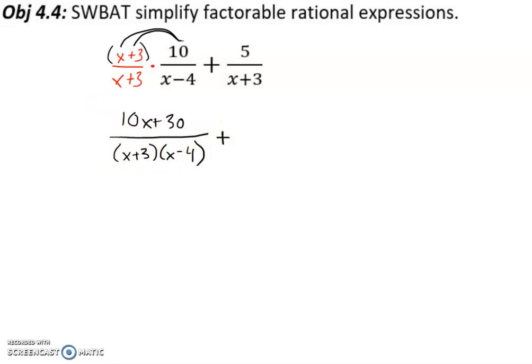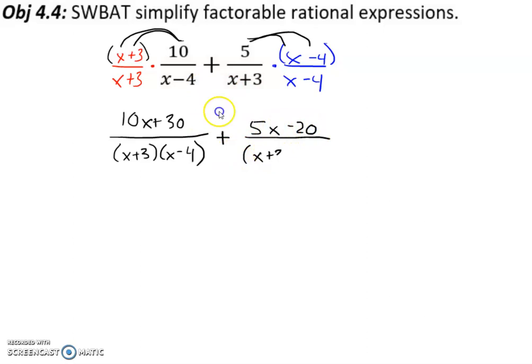Plus the second fraction, we need to multiply by x minus 4 over x minus 4. And we're going to need to distribute that 5 in the numerator as well. So we're going to have a numerator of 5x minus 20. And then our denominator is going to be x plus 3, x minus 4. And of course, that's the same as the other fraction, which is why we did this.